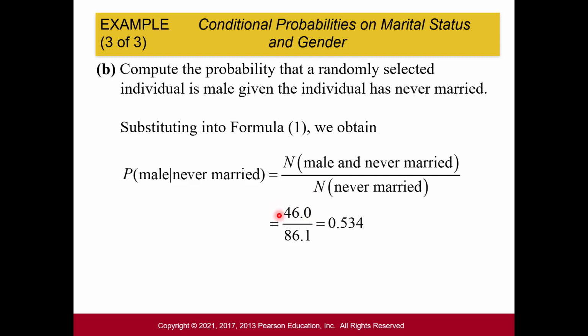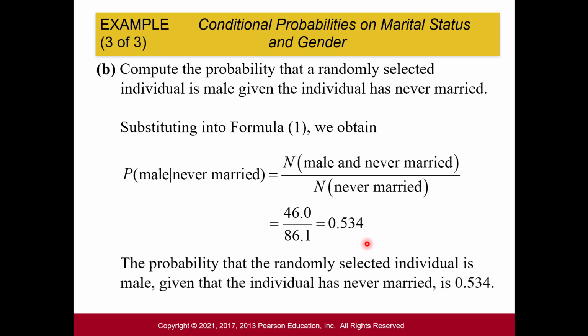So our numerator was the same because it was the intersection of male and never married, just like the last part, but the denominator changed. So now we get about 53%. So the probability that the randomly selected individual is male, given that they've never been married, is about 53.4%.